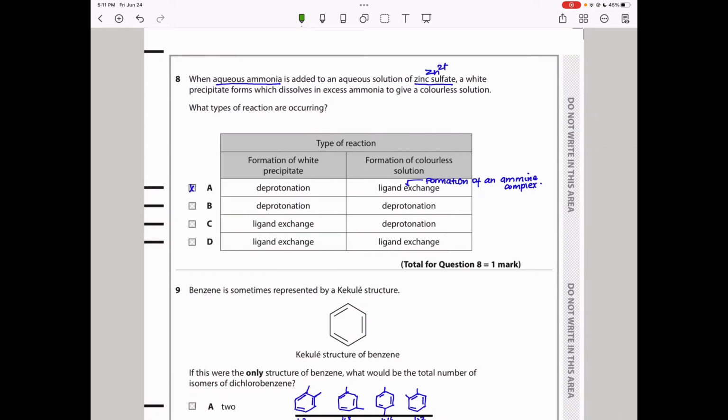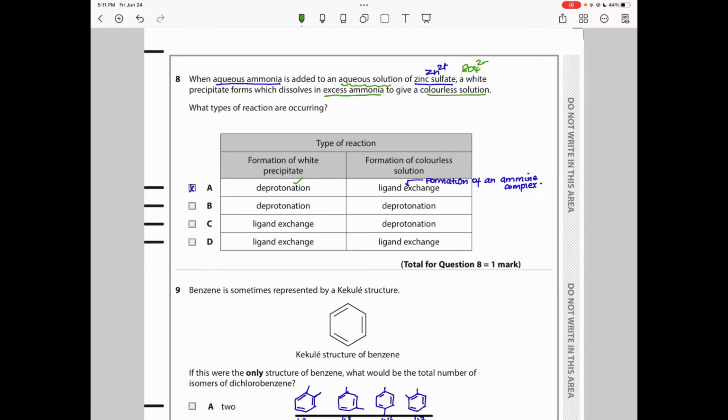Question 8 says, when aqueous ammonia is added to an aqueous solution of zinc sulfate, remember again they've said aqueous solution of zinc sulfate, so it should be zinc 2+ and SO4 2-. They say a white precipitate forms which dissolves in excess ammonia, again this is very important, to give a colorless solution. We know that the zinc precipitate is going to dissolve in excess ammonia because a ligand substitution reaction will occur. In the end, we're going to have ammonia ligands attached to the zinc 2+. So when they ask what type of reactions are occurring, the precipitate is formed by a deprotonation reaction. Initially it's deprotonation, and then when we add excess ammonia, a ligand substitution reaction will occur. So here the answer should be A.